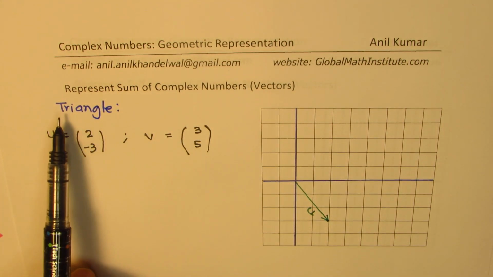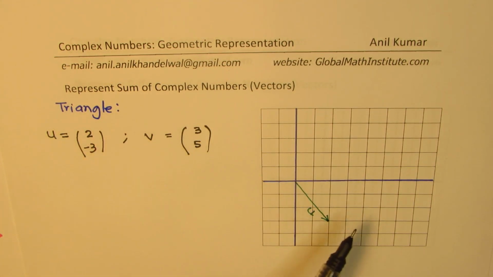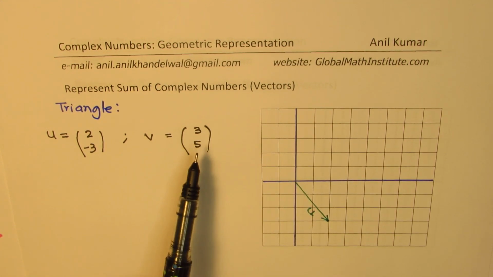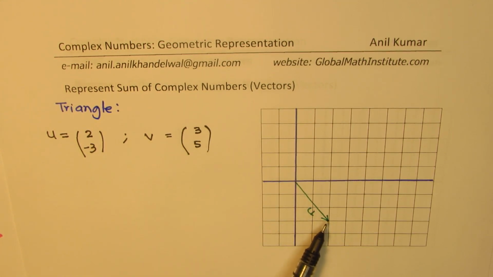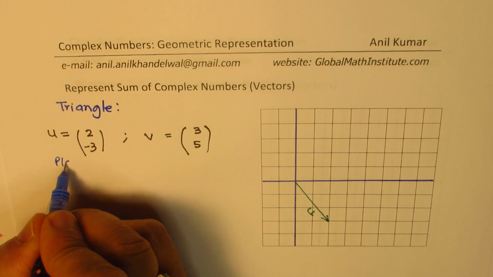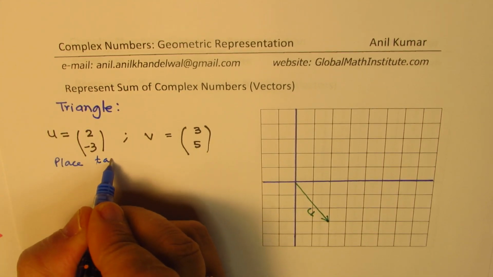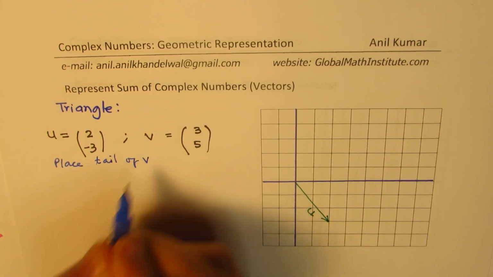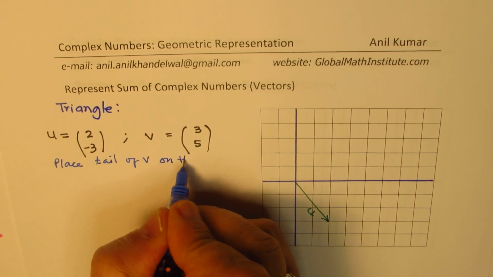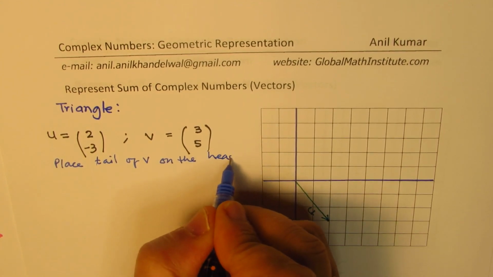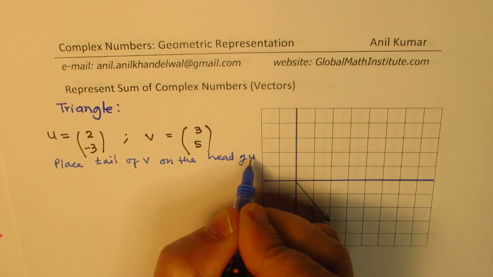So now, if you want to make a triangle and use the triangle to perform the addition, then the vector v is placed with its tail at the head of u, right? So place the tail of vector v on the head of u. Perfect.